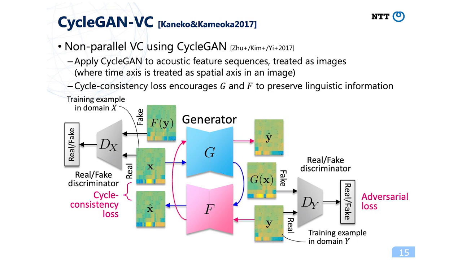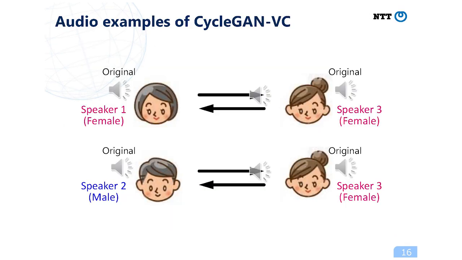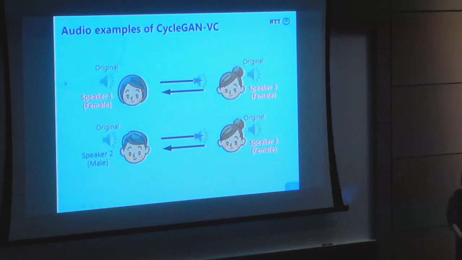So it's natural to come up with the idea of applying CycleGAN to VC. But before applying this idea to the VC task, we weren't actually sure whether the high-level appearances in an image really correspond to the linguistic information in audio or speech. But it turns out that this idea works pretty well also for VC tasks. So the idea here is very simple. We treated the time axis as a spatial axis in an image and treated the acoustic feature sequence as an image. Okay, here are some audio examples of the CycleGAN-based VC.